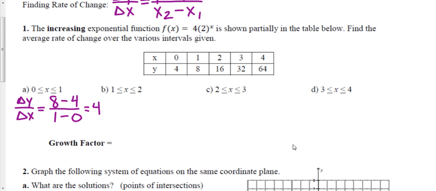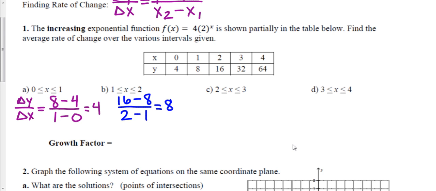Then for part B, it's the same thing, the change of y over the change of x. They give us the range, 1 is less than or equal to x, which is less than or equal to 2. So we know it's going to be 2 minus 1. Then we figure out when x is 2, y is 16. Carry over the minus from the formula. When x is 1, y is 8. Okay, and so 16 minus 8 is 8, 2 minus 1 is 1, so my answer here is 8.